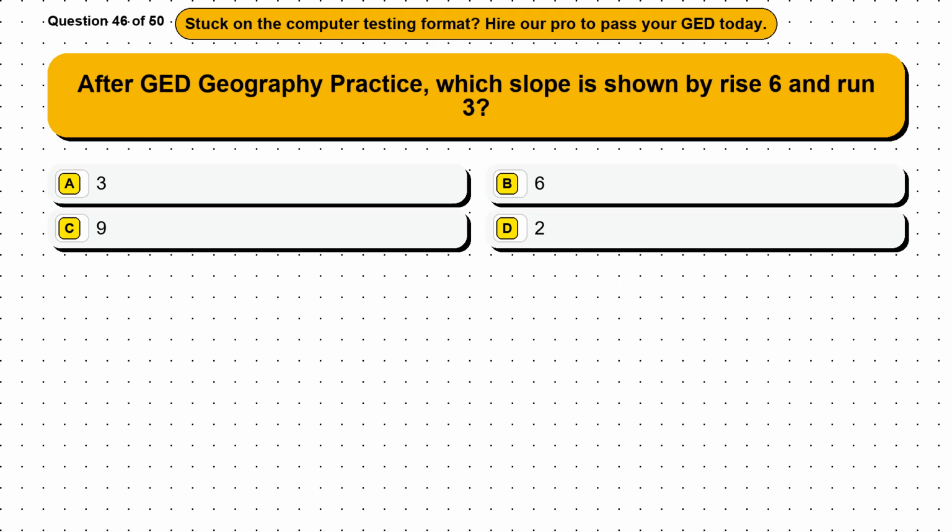Question 46. After GED Geography Practice, which slope is shown by rise 6 and run 3? Option A, 3. Option B, 6. Option C, 9. Option D, 2.